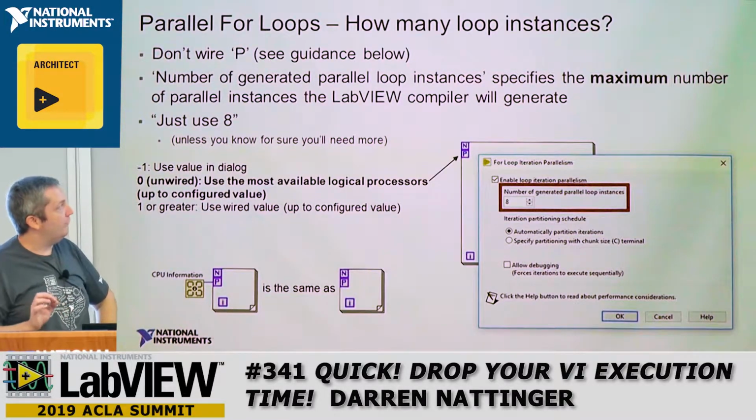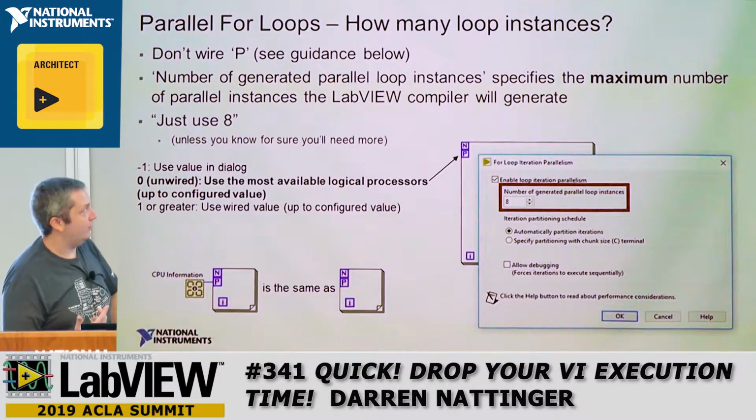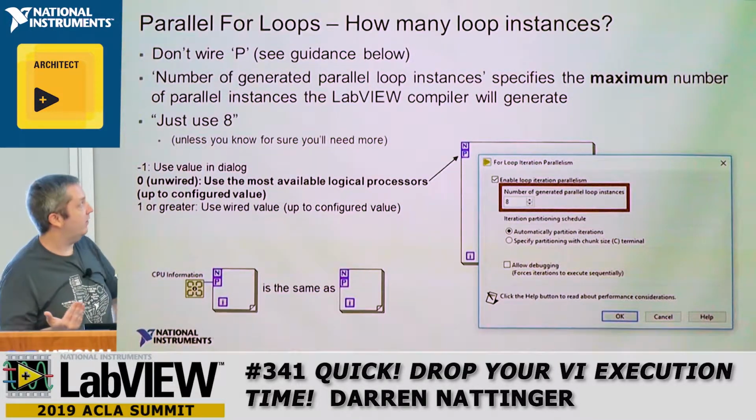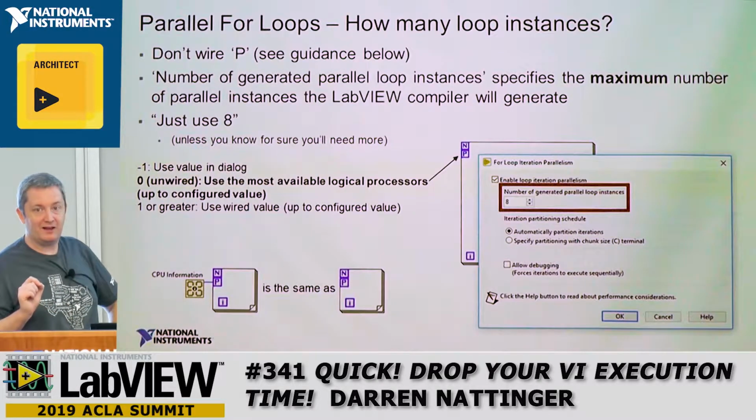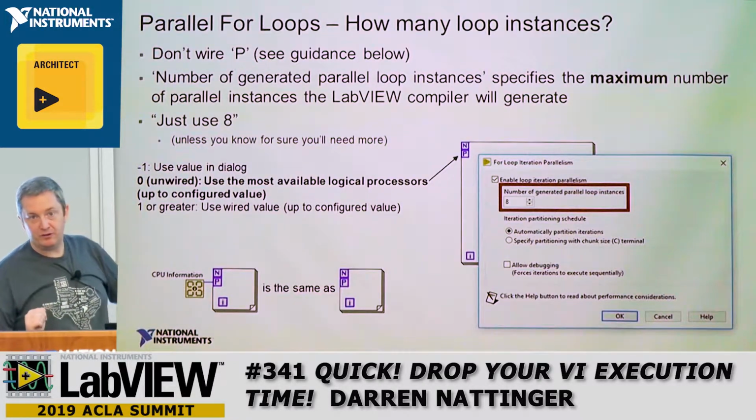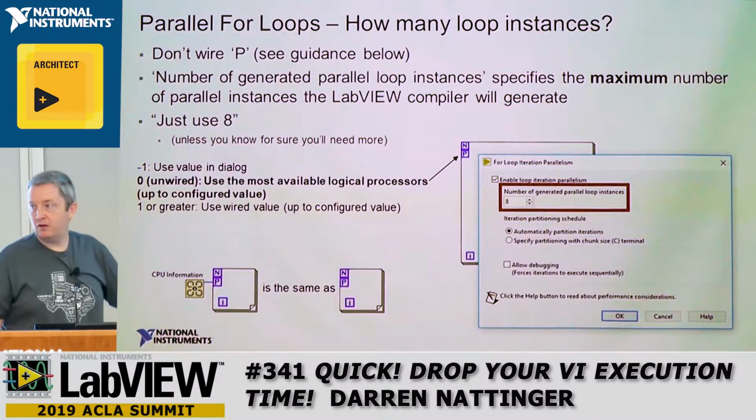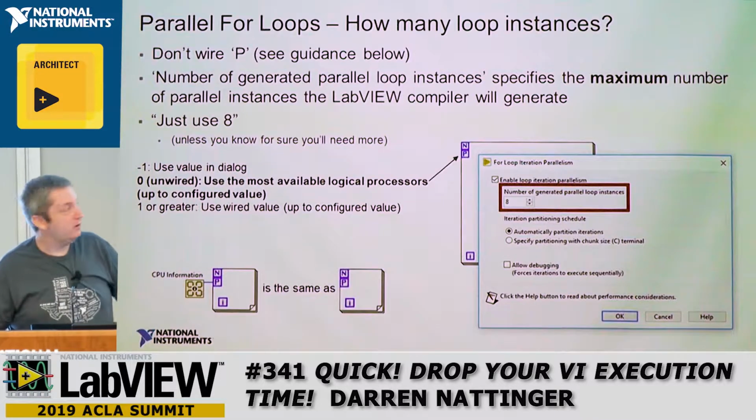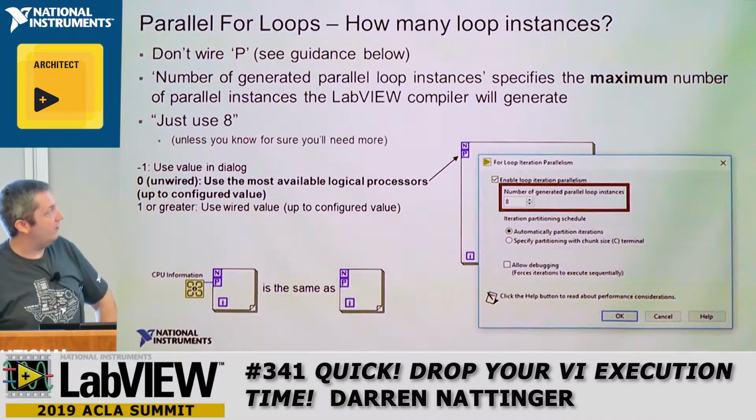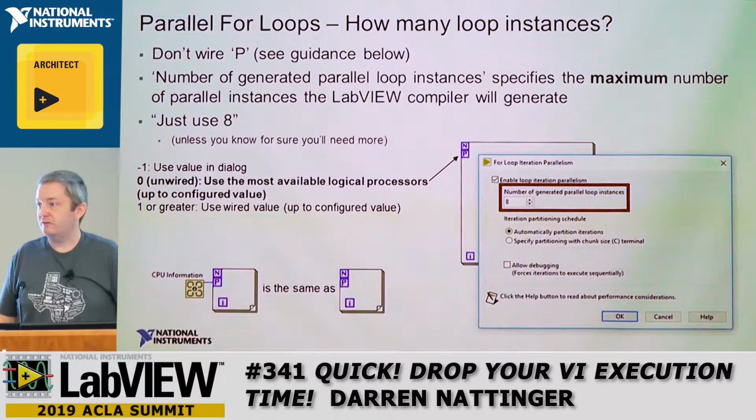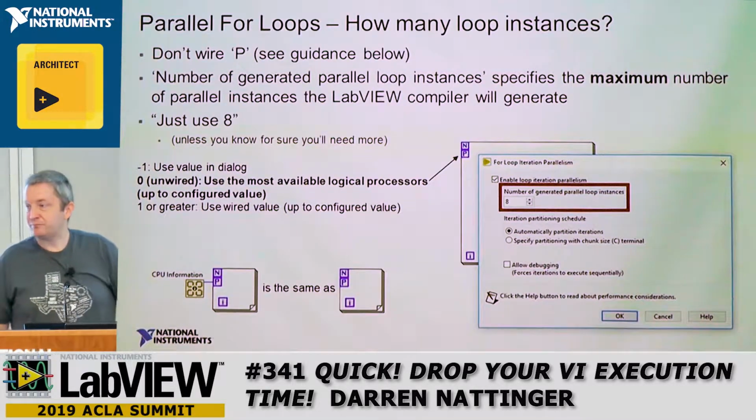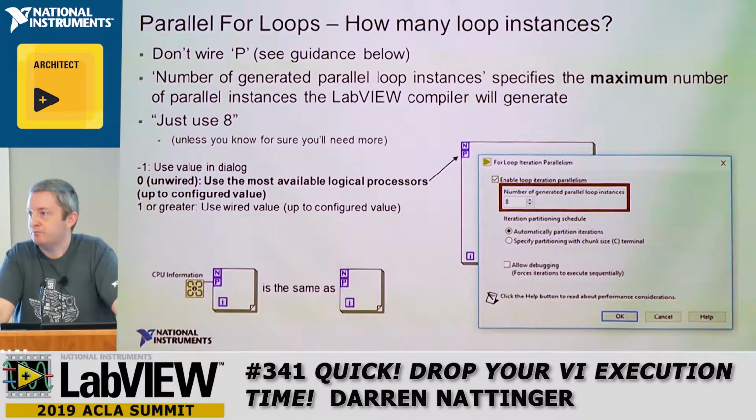If you wire a 0, LabVIEW is going to use the most available logical processors up to the value you configured in the dialog. If you wire any other number, it's going to use that exact number up to the number configured in the dialog. You will never get more instances than what's in the dialog. Chris? No, because what if you have that dialog set to 8, but you want to use 3 cores because you're Chileno and you do weird stuff? I think that's what he was saying, though. He was saying that if you set it to 64 and then you wire the actual number of cores, the actual number of cores is what is used if you leave it unwired.